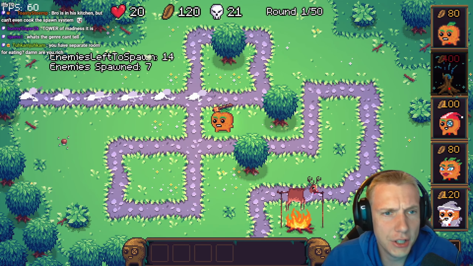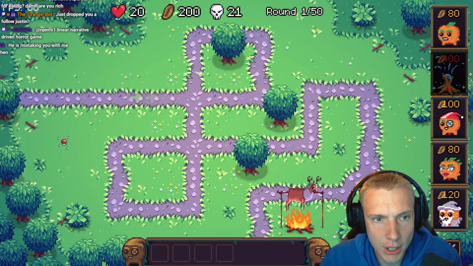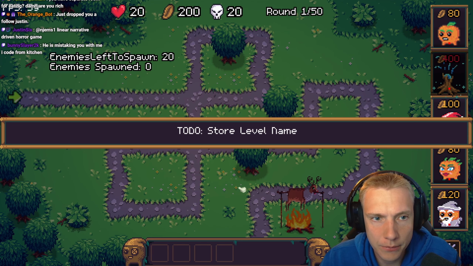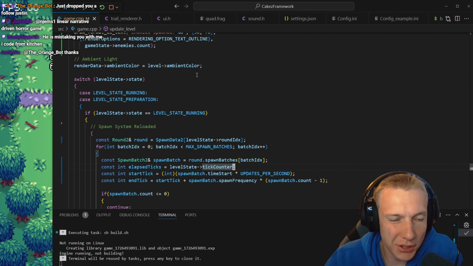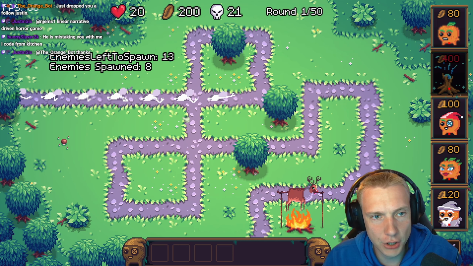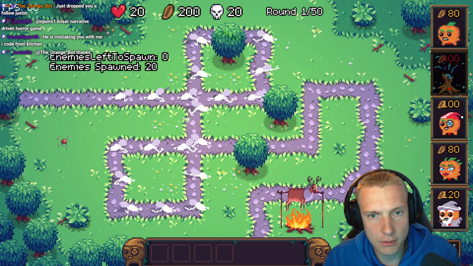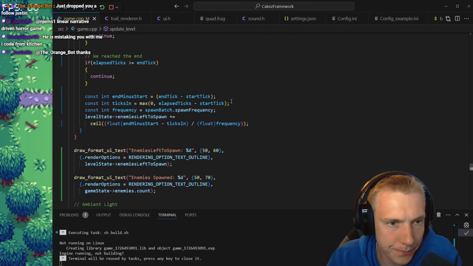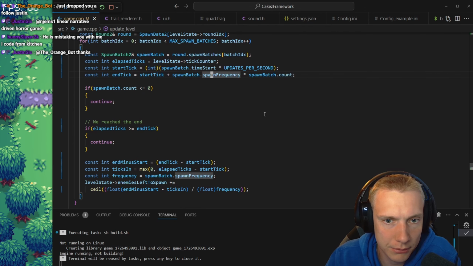Huh, so it spawns, wait a minute. It has too many here, right? Yeah, so it has 20 here for too long. Why? It's not the spawn system here. I think when the spawn system is done, there should be 20 left. So it is this loop here that's wrong. They're calculating the enemies left to spawn. I think it has to do with this.